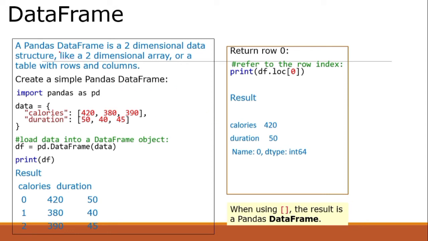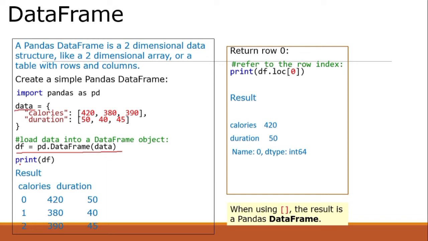So another example for a pandas data frame. It is a two-dimensional data structure like your two-dimensional array. It will be a table of rows and columns. Data is equal to calories 420, 380, 390, and there is a duration, another one, 50, 40, 45. So it is a two-dimensional data frame. Because I am using pandas, I have to say import pandas as pd, and then I will say data frame df is equal to pd.DataFrame(data). What is data? Data I have defined here.